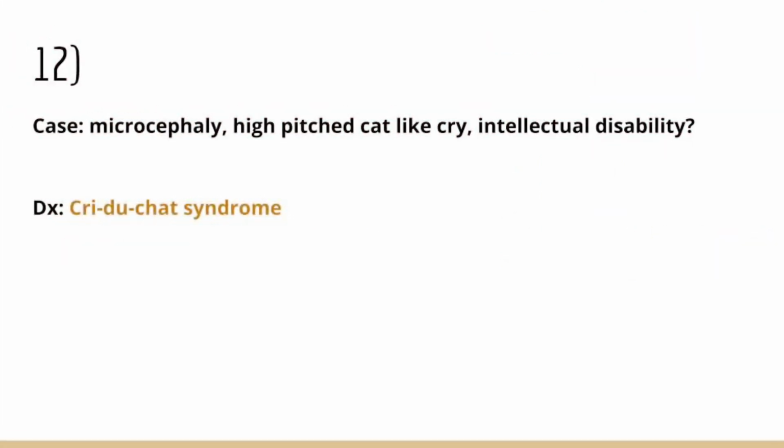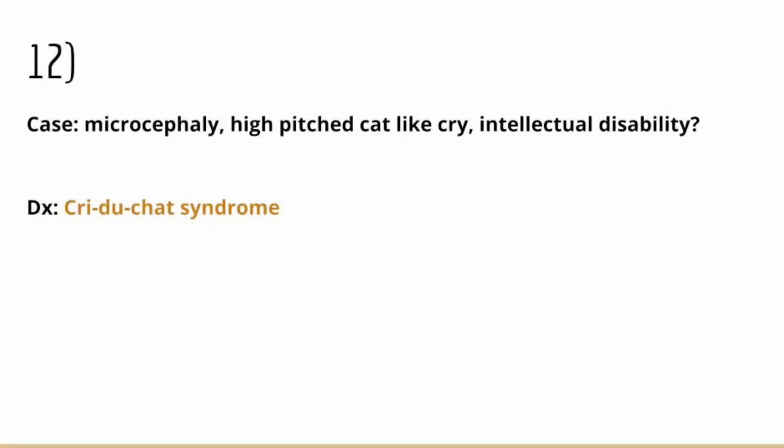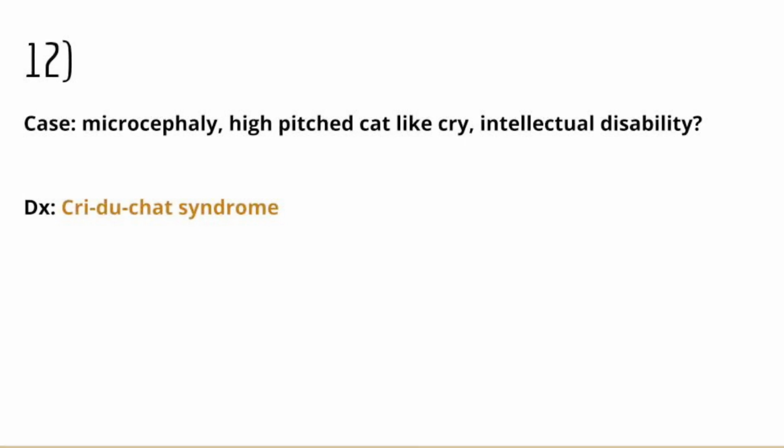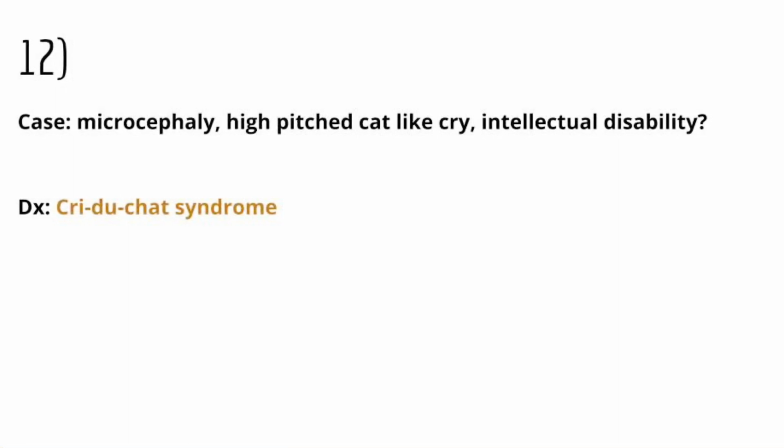12th case scenario. There is an infant with microcephaly, high-pitched cat-like cry, having intellectual disability. The cat-like cry is a characteristic feature of cri du chat syndrome. The cri du chat literally means cry of the cat. It is caused due to congenital deletion on short arm of chromosome 5, that is 5p deletion.